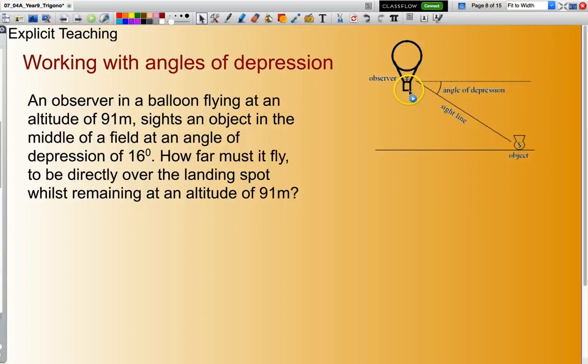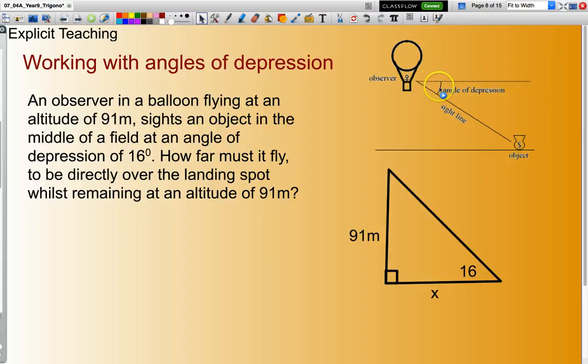Now, I need to construct a right angle triangle out of this. So here's my right angle triangle. If that was the 16 degrees, there would also be 16 degrees here. I'm making a right angle triangle which is going along here, there, there, and there. That is my right angle triangle.